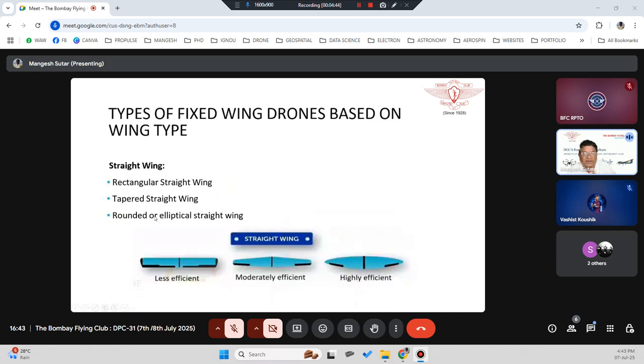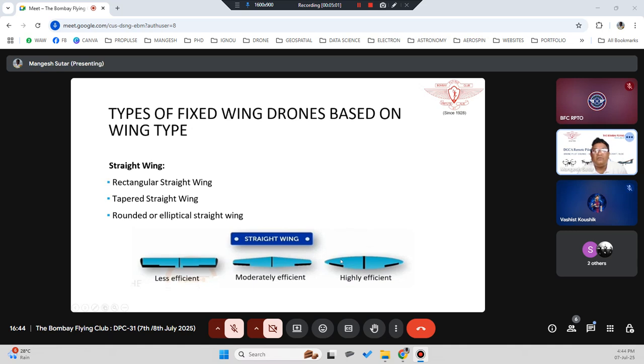So there are different types of fixed wing drones based on the wing type. One is the straight wing. You can see here the straight wing, right? It is a straight wing, but with a little bit of bend. Like a rectangular straight wing, tapered straight wing, or round or elliptical straight wing.